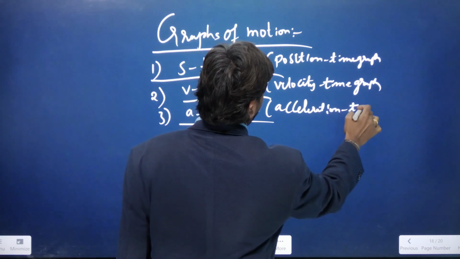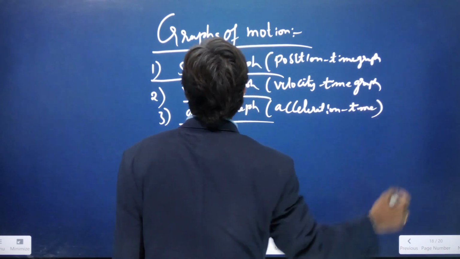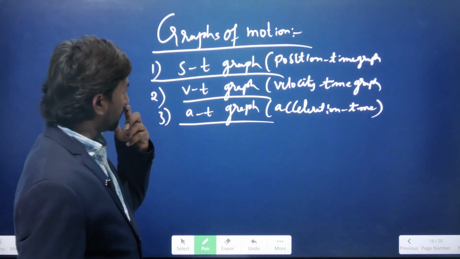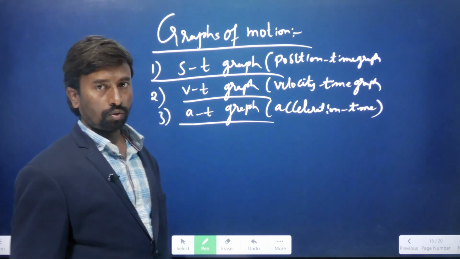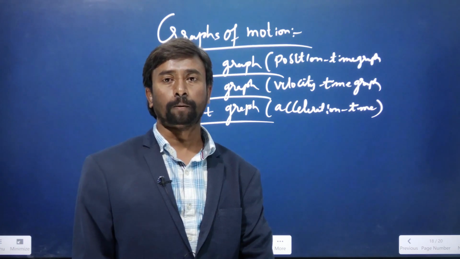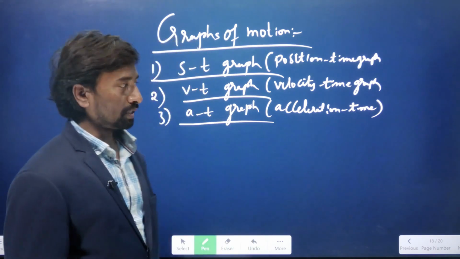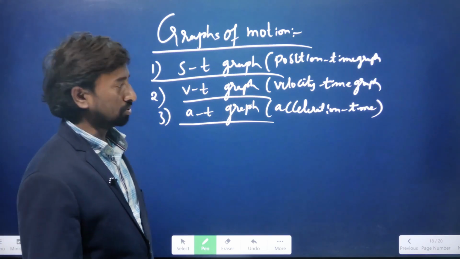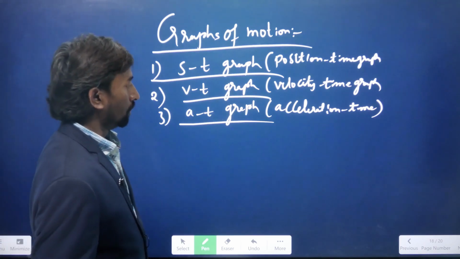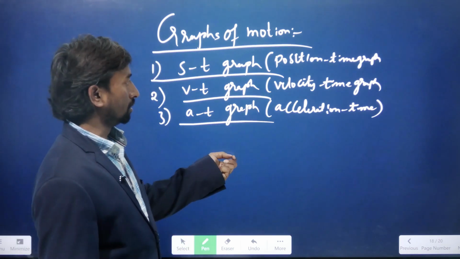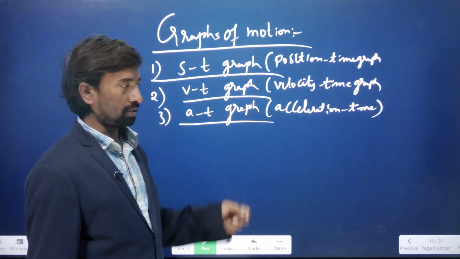That means here position is taken on the y-axis and time is taken on the x-axis. When we started this chapter, we said there is some reference point. The reference point is considered by using this Cartesian coordinate system. The origin, the intersection of the x-axis and y-axis, is called the reference point.